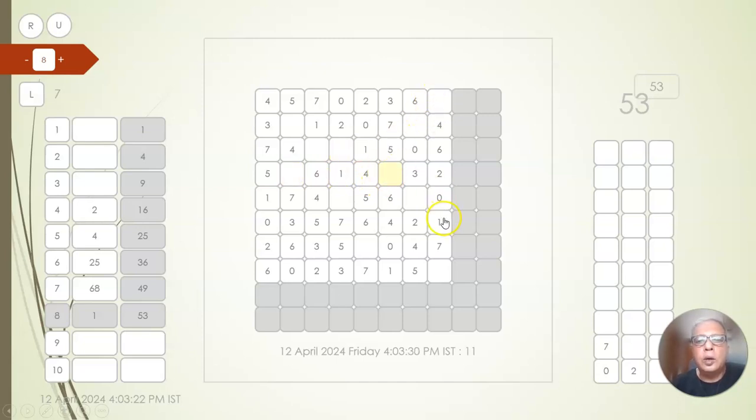So I need to have 1 here, so I put 1 here. I need 5 and 6 here, so we put 6 here. I need 5 here, so we put 5 here. I need 2 here, so I put 2 here. I need 3 here, so I put 3 here. I need 0 here, so I put 0 here.